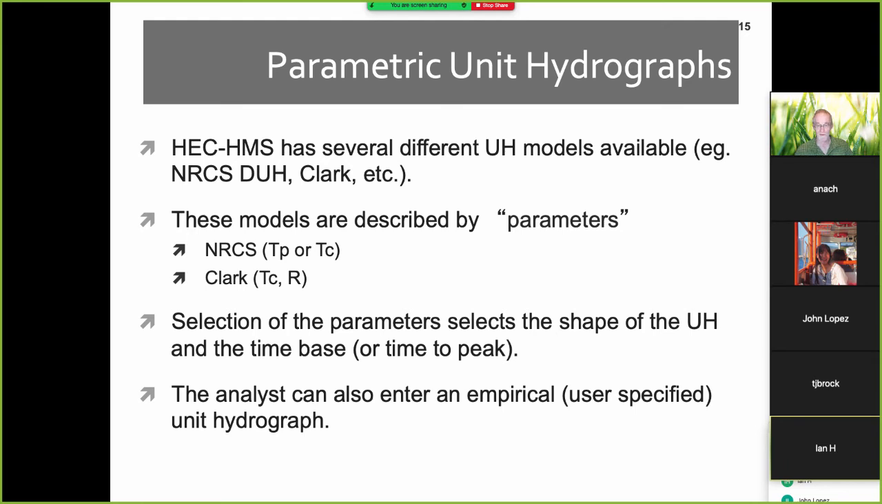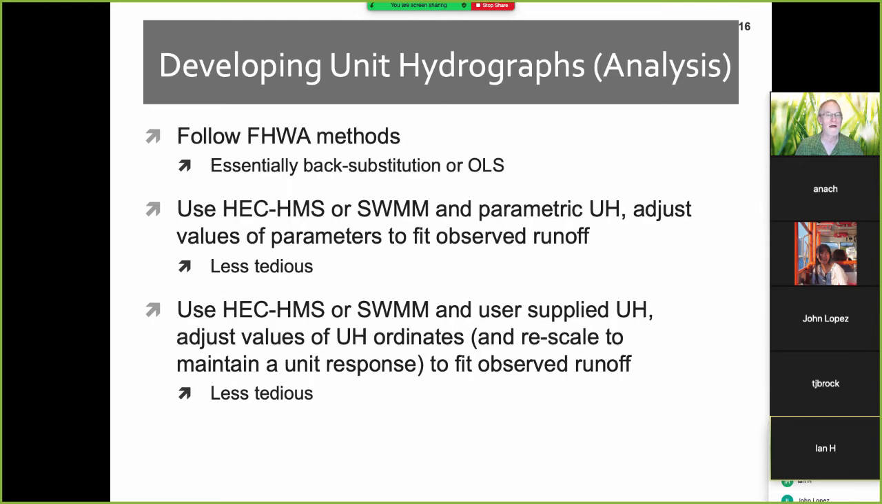We can also enter an empirical unit hydrograph. So the ones we've been building, based on those unit weight values, those are empirical hydrographs. And there's an ability to supply those directly to HEC-HMS or SWMM. So to develop it by analysis, you can follow the FHWA methods, which is essentially back substitution or ordinary least squares, which we've already examined. We actually have R scripts to do that.